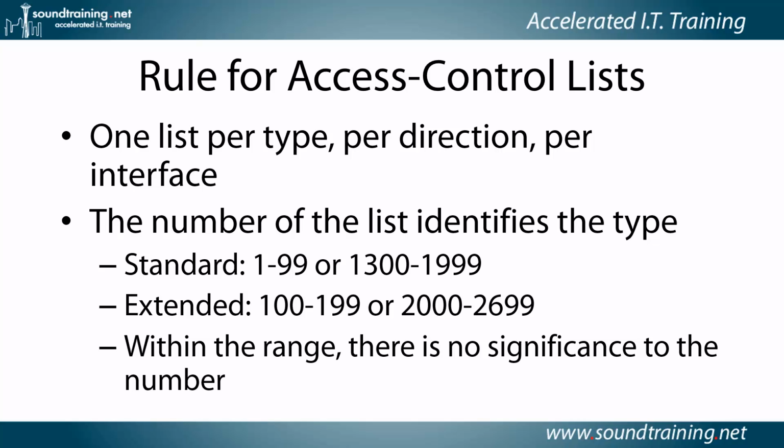So if it's within the range of 1 to 99 or 1300 through 1999, it's a standard list. And if it's within the range of 100 through 199 or 2000 through 2699, it's an extended list.